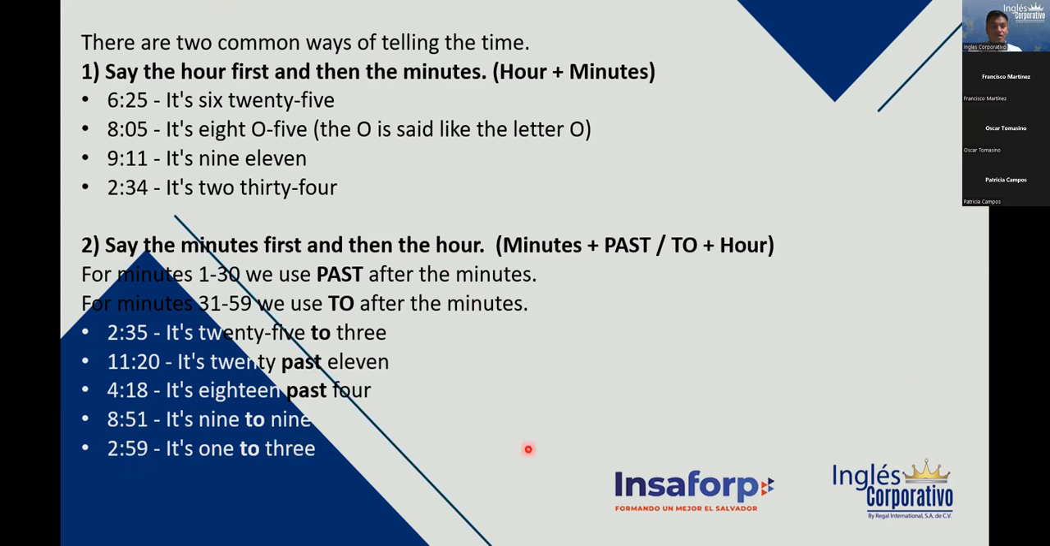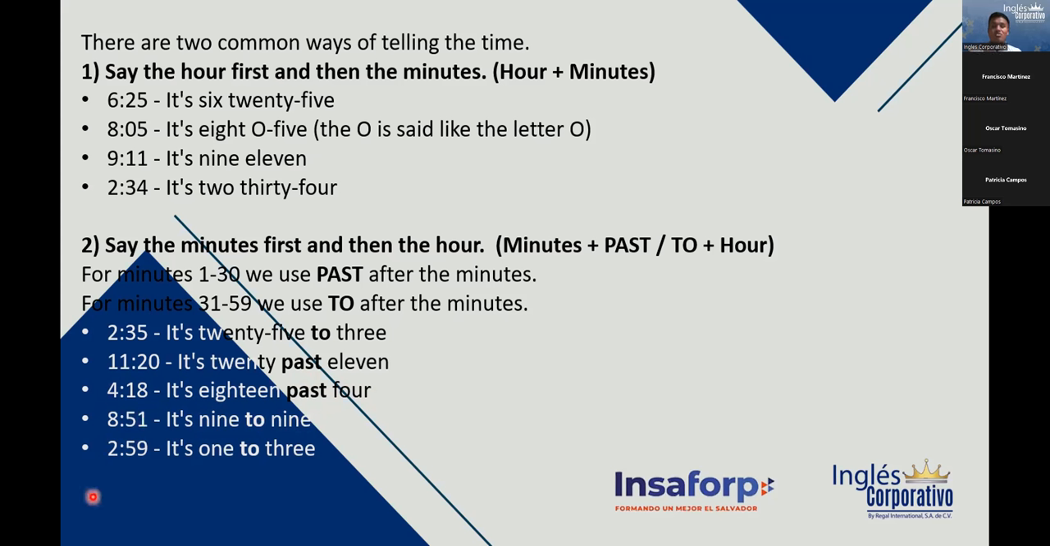All right, so I'm going to read the other examples that we have. For example, 4:18, it's 18 past 4. 18 minutos pasadas las 4. So tenemos 8:51. It's 9 to 9. Son las 9 o faltan 9 para las 9. That's what we're saying, 8:51.